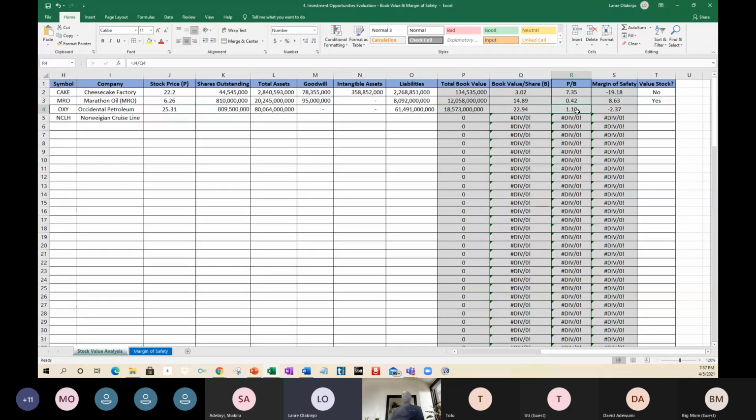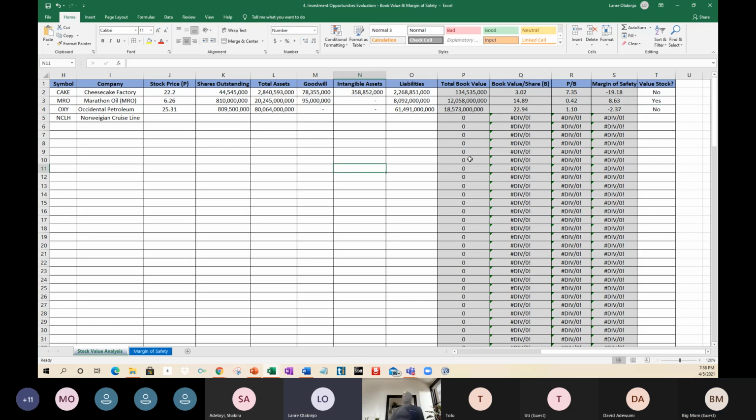The PB ratio is above 1. What does that tell you automatically? Is it a value stock or not? Not. It's not. For it to be a value stock, the PB ratio has to be less than 1. And like I said, you're looking for a significantly low PB ratio for you to invest. And similarly, the margin of safety is negative. Again, that tells you it's not a value stock, correct? So our answer here is what? Is it a value stock? No. All right. So Oxy at this moment is not a value stock.